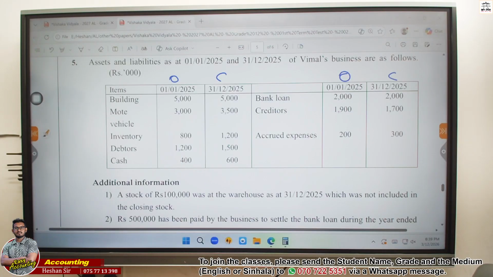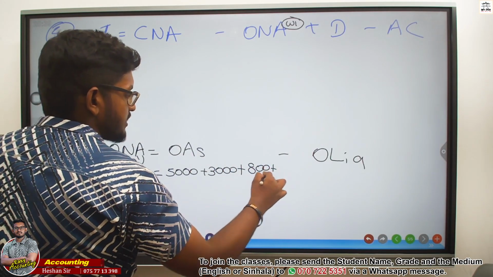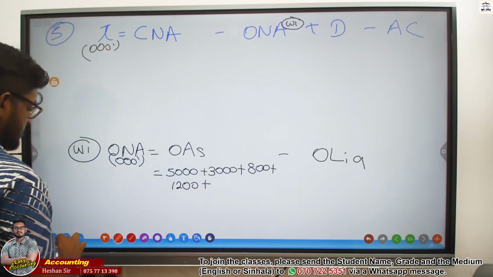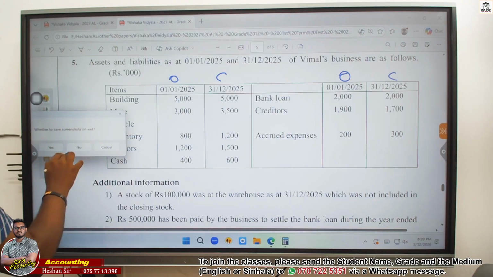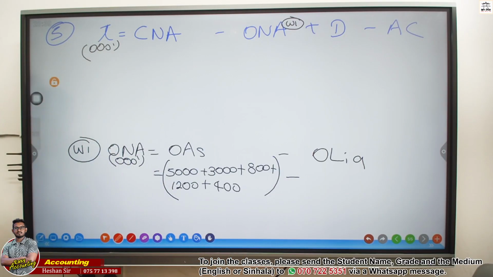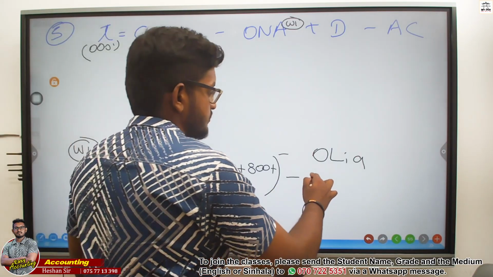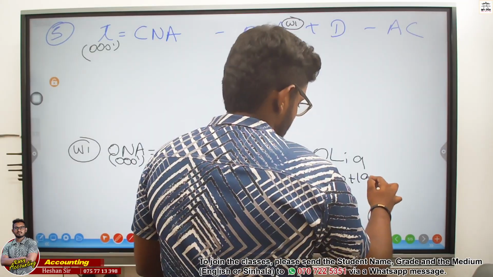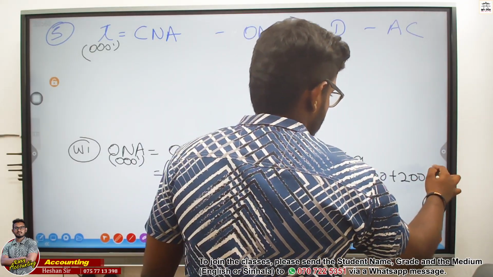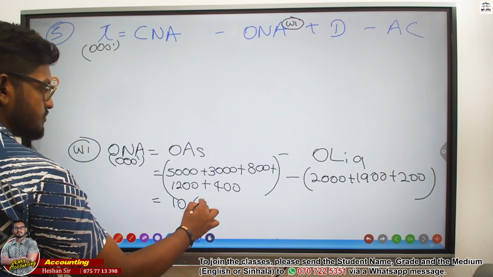Then inventory 800, debtors 1,200, plus cash 400. Minus opening liabilities 2,000, 1,900, 200, 2,000, 1,900, right? So opening assets are 10,400.